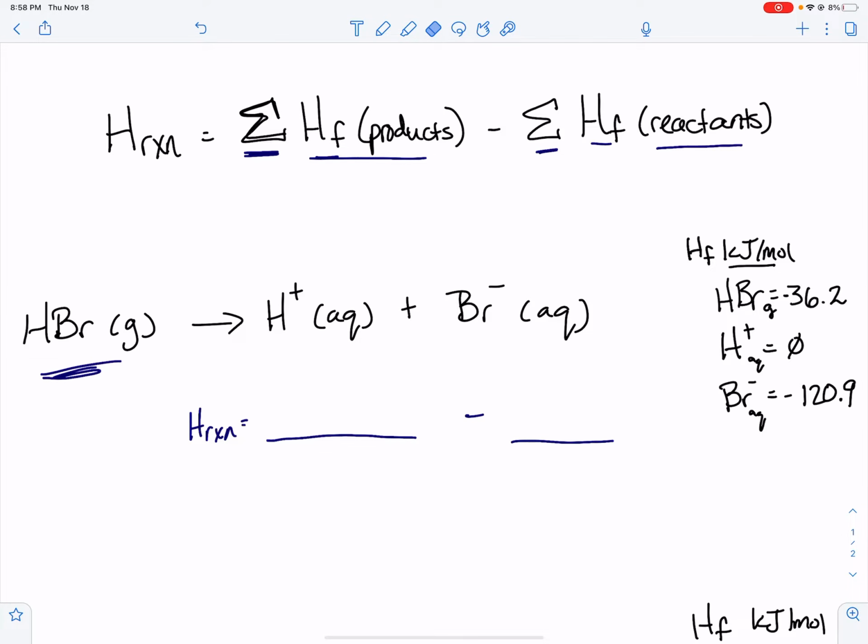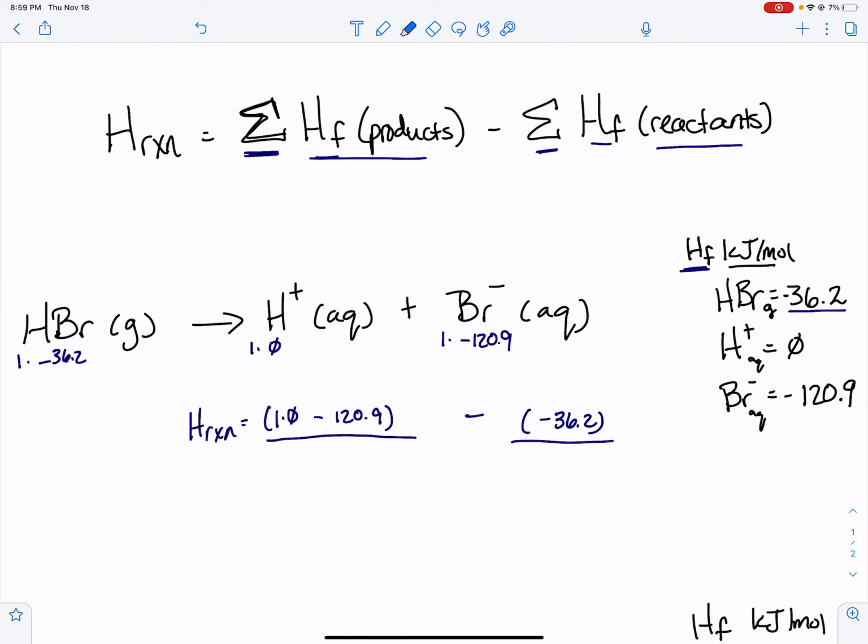So I've got a few tips in here. The first thing I always tell people to do is look for the coefficients. This is 1, but I just go through and I put a little dot of 1 because that's how I know I only need one of my HF values. Now I go through and I put in that this is negative 36.2, that the H plus happens to be 0, and that the bromine is negative 120.9. And so we're going to do products minus reactants. So 1 times 0, which is going to be 0, minus 120.9 minus negative 36.2.